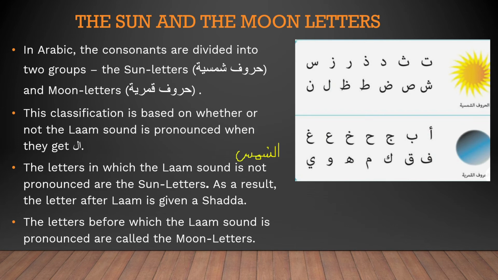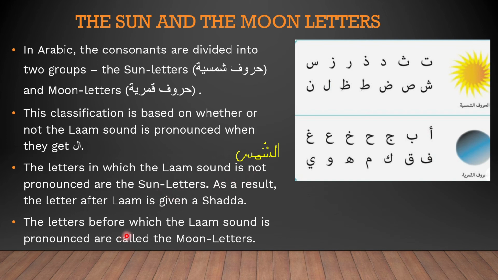Whether or not the lam sound is pronounced decides whether they are in the Shams group or in the Qamar group. So if the lam over here in this word is pronounced, then the letter after the lam will be in the Qamari group, and over here if the lam is not pronounced, then the letter will be in the Shamsi group. The letters in which the lam sound is not pronounced are called the sun letters. As a result, the letter after the lam will be given a shadda.